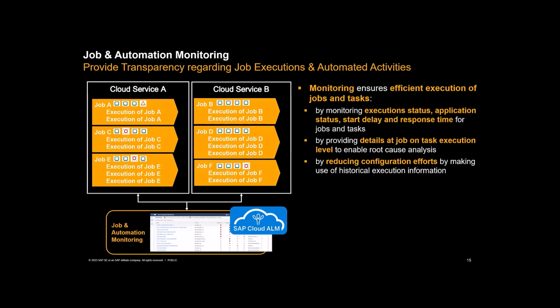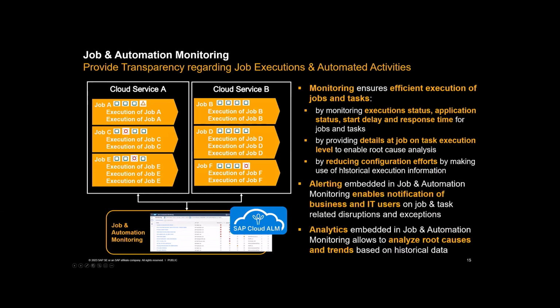Now, what we are monitoring here is at the end the status information, meaning if ever you have an error during the execution of a job or an automation task, as well as if you have a start delay, so this job is starting too late, or the response time is too slow. So this is the kind of metrics we are considering here. We took care that also the configuration effort is minimal. So this means you can just switch it on and then you get more or less all the information provided.